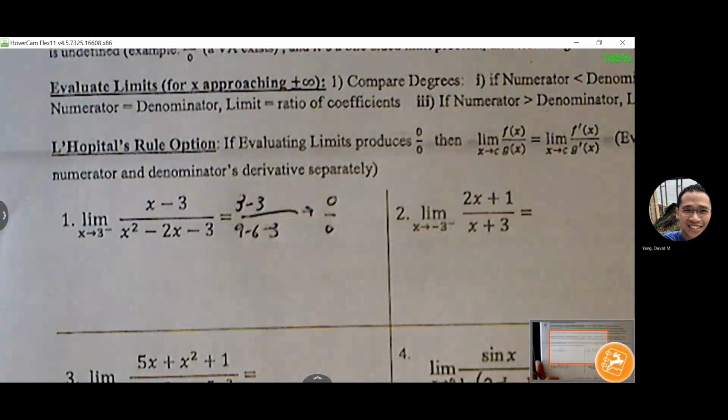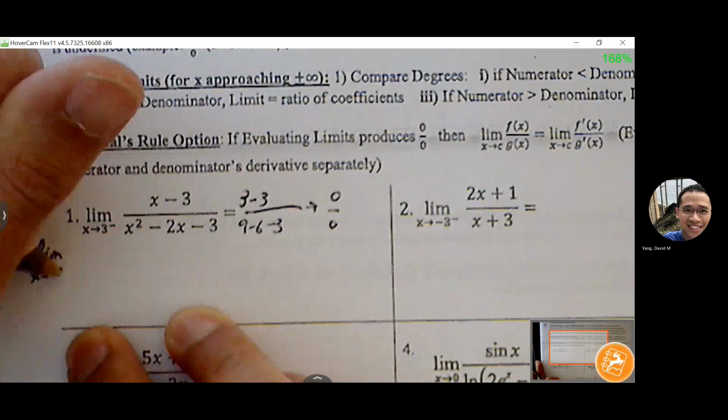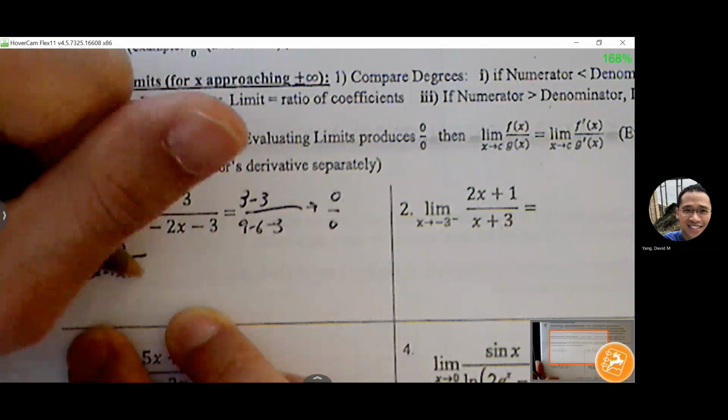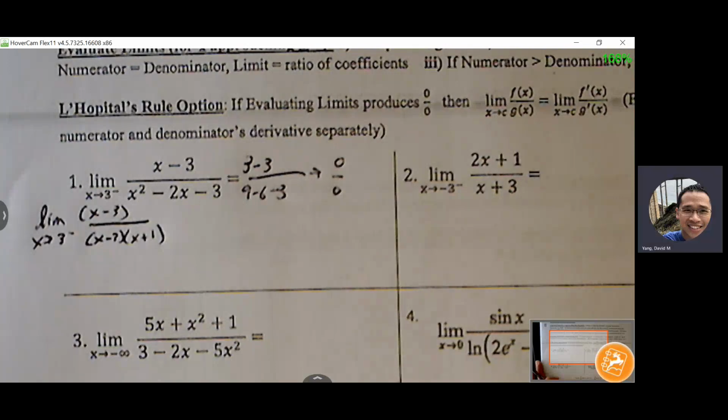So we get 0 over 0. We can actually go through factoring, reducing, but we know there's a limit waiting for us. There's an answer waiting for us. We just haven't found it yet. We factor the numerator, factor the denominator. It multiplies to be negative 3, adds to be negative 2, will be negative 3 and 1. I can cancel out.